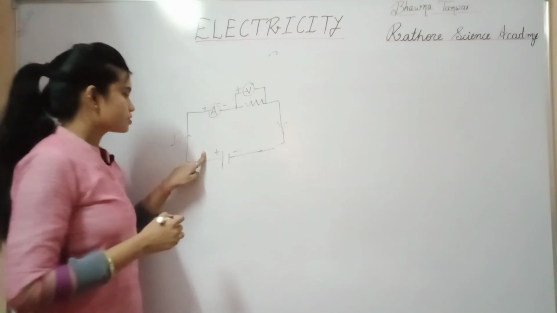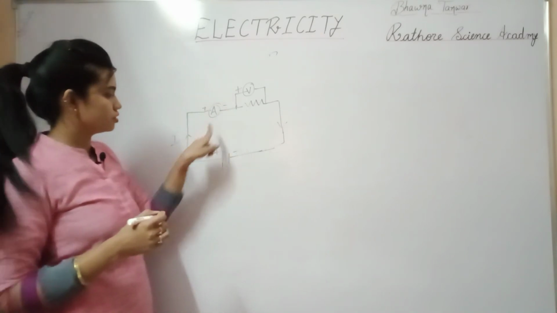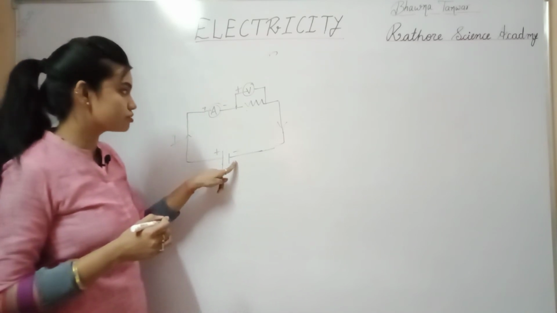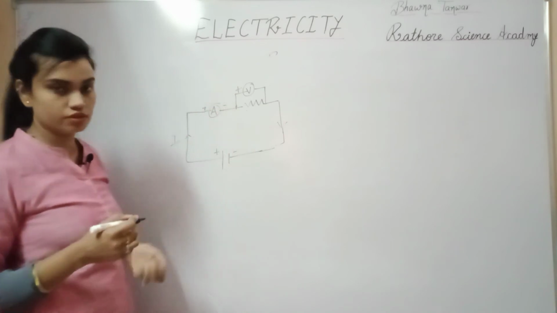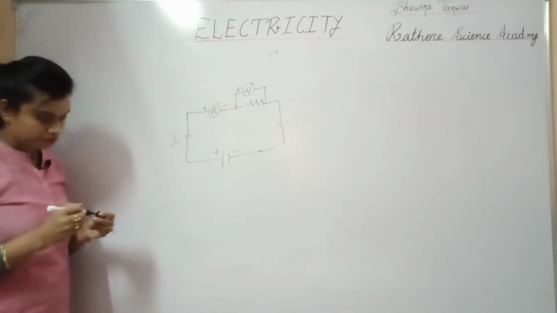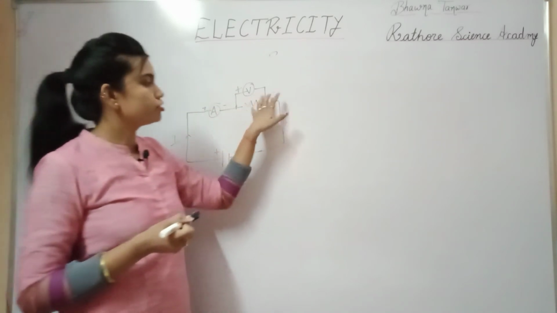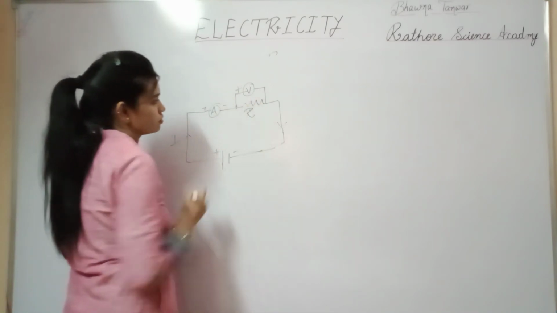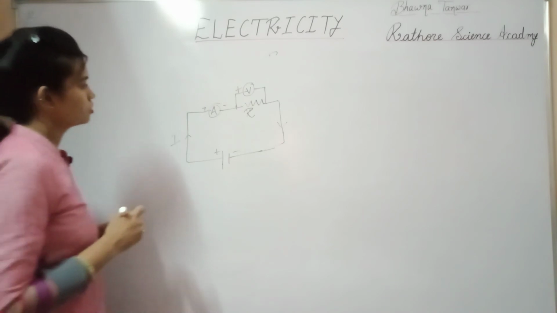As I said, the positive side of the cell will always be the positive side of the ammeter, and the negative side will always be the negative side of the ammeter. Okay. And this is the voltmeter, which is connected parallel to this resistor or resistance.